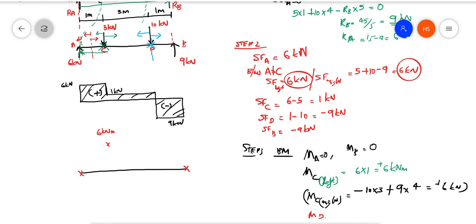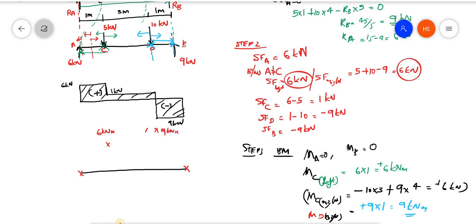So you have to write here in bracket MD right, that is equal to. Now what is the sign convention? If the right is moving anti-clockwise, it is taken as positive. If I am taking a pointer here, this is pushing the pointer in the upward direction, so it will be moving anti-clockwise, that is positive. So positive 9 into 1, that is 9 kilonewton meter. So the point is marked here as 9 kilonewton meter.